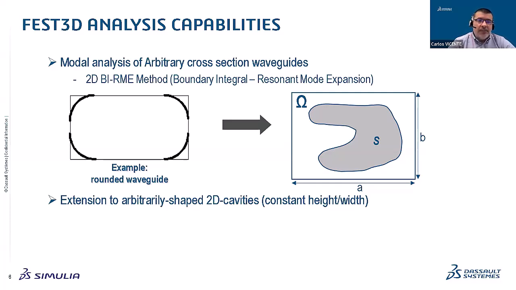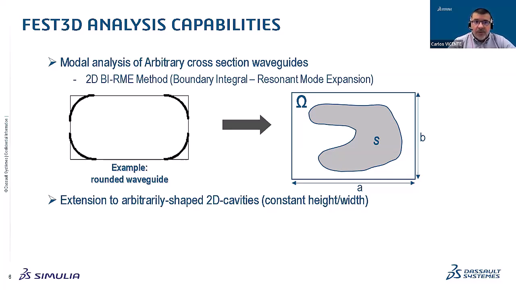For instance, in our case, in FEST3D, we are using the 2D Bermann method to compute, let's say, arbitrarily shaped 2D waveguides. And the point here is that we are in the end computing the modes in the arbitrary waveguide as a function of the modes in a rectangular waveguide. This method is very efficient, especially when many frequency points are needed, like in a broadband analysis. So let's say that it is a method that combines the best of the two worlds in frequency domain and time domain. So you can still use frequency domain techniques, but you can apply it to a broadband case.